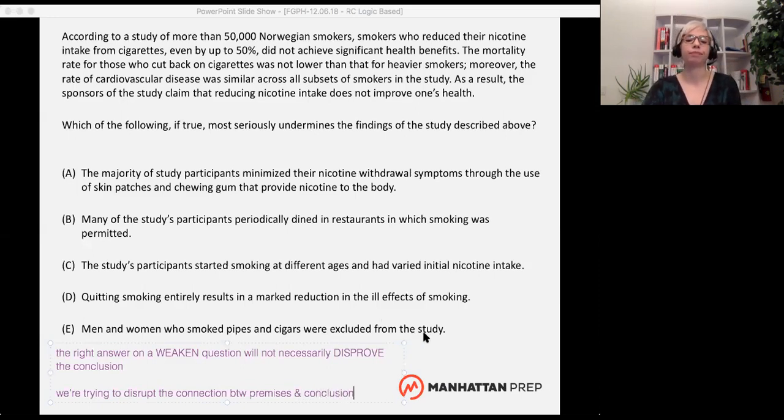It's sort of like, in our earlier example, my revenue went up, therefore my profit went up. You don't need to weaken that by saying, no, your profit did not go up. You would weaken that by saying, well, we don't know about the costs and maybe they were higher. The conclusion might still be true. It's just that the premises don't lead directly to the conclusion. That's the idea. So we're trying to disrupt how these premises fit in with our conclusion, if that makes sense.